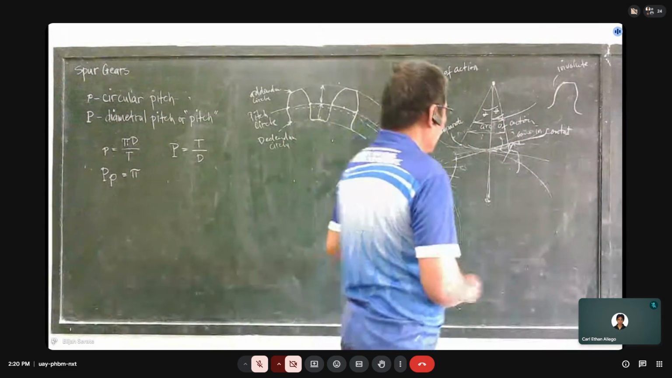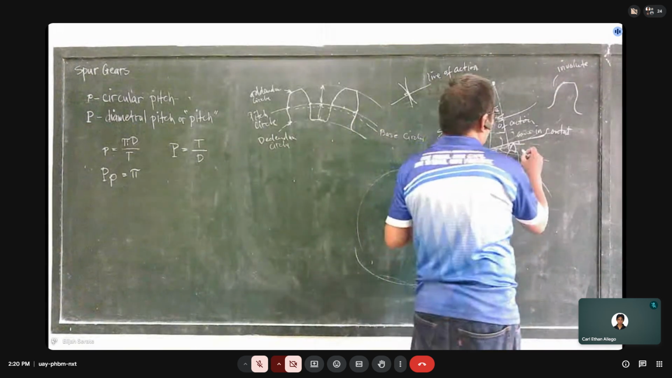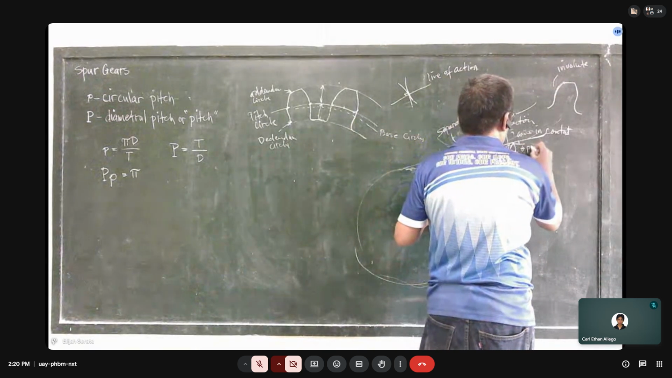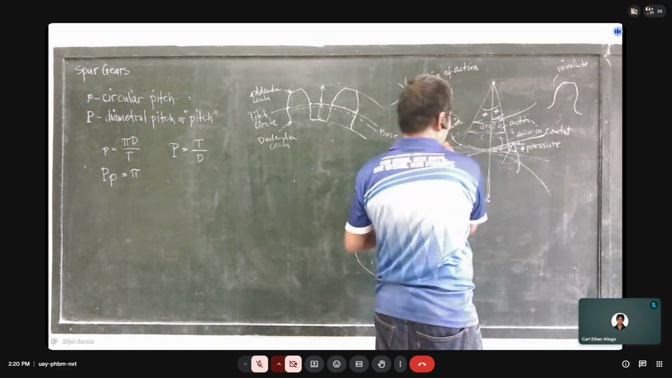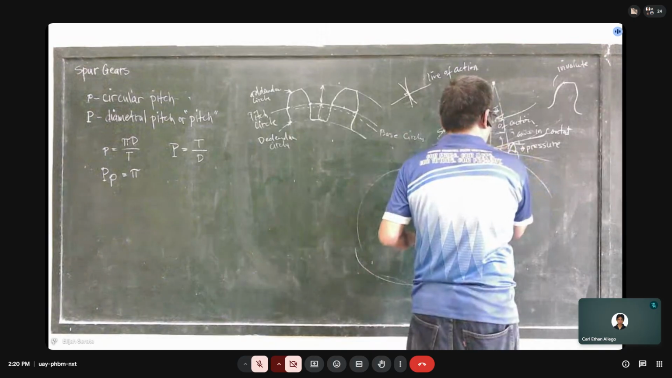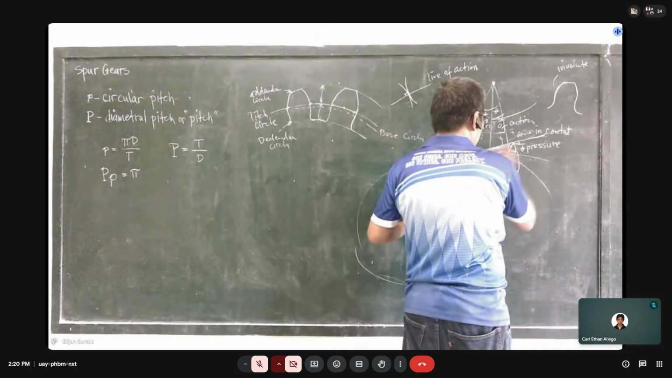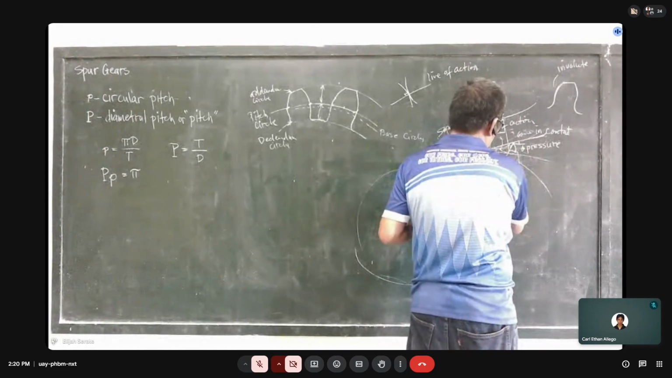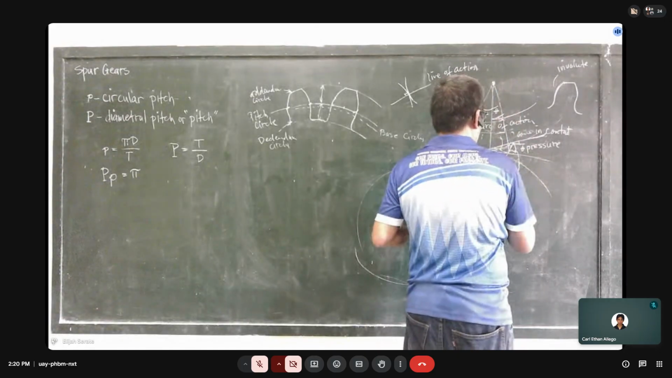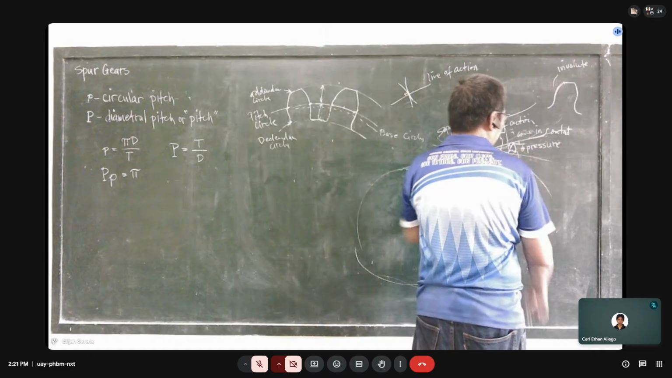So this line is perpendicular to the line of centers, and this is the line of action. The angle between them, measured from the perpendicular to the line of centers, is called the pressure angle.